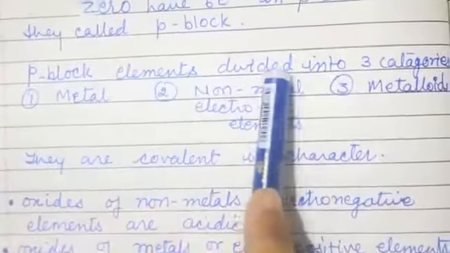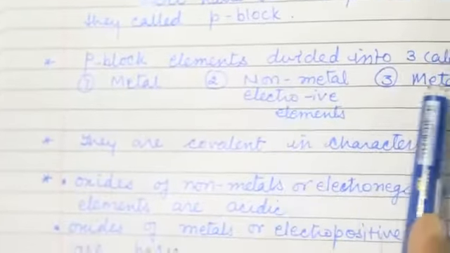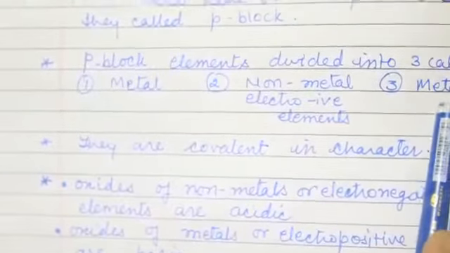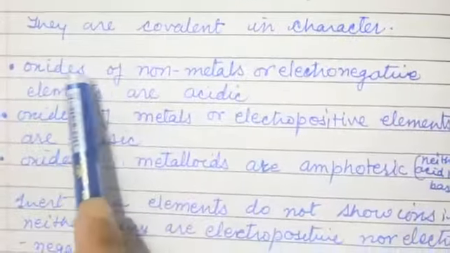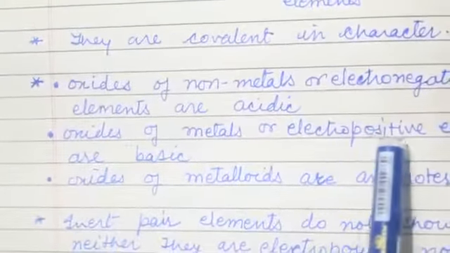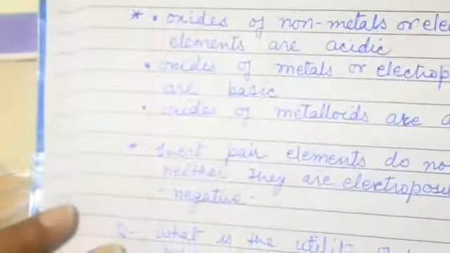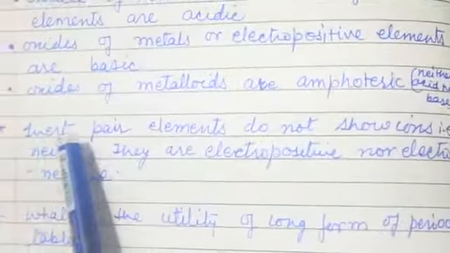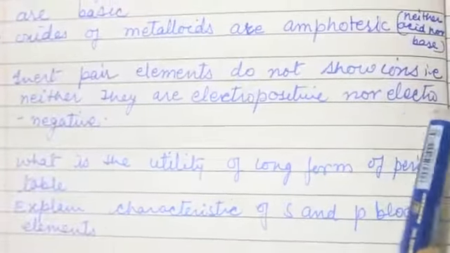Now P block elements are divided into 3 categories: metals, non-metals and metalloids. Metals are electropositive in nature, non-metals are electronegative in nature, and metalloids are amphoteric. Amphoteric means neither acid nor base. They are covalent in character. Oxides of non-metals or electronegative elements are acidic. Oxides of metals and electropositive elements are basic. Oxides of metalloids are amphoteric, that is, neither acid nor base. Inert gas elements do not form ions, that is, they are neither electropositive nor electronegative.